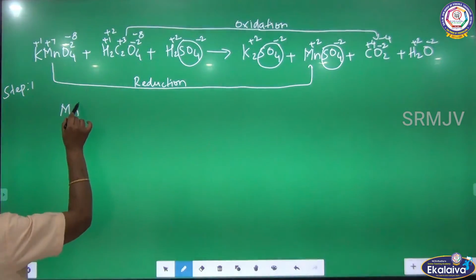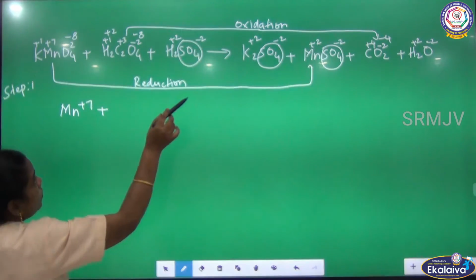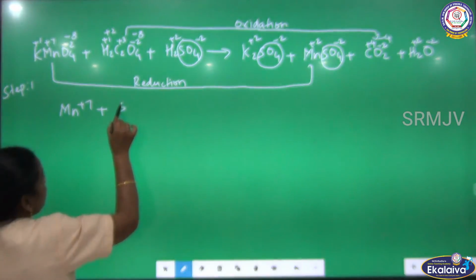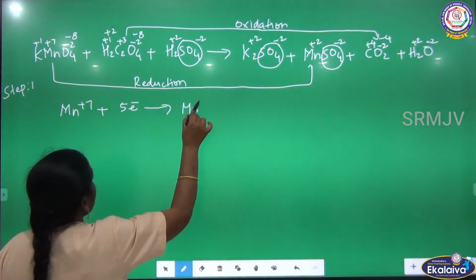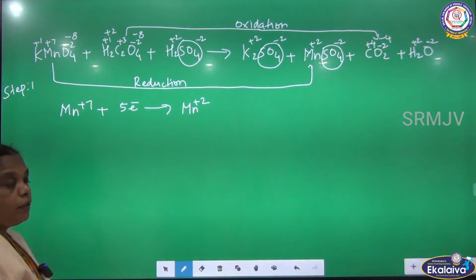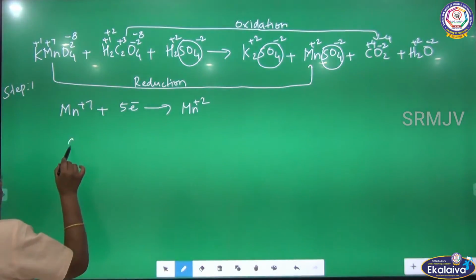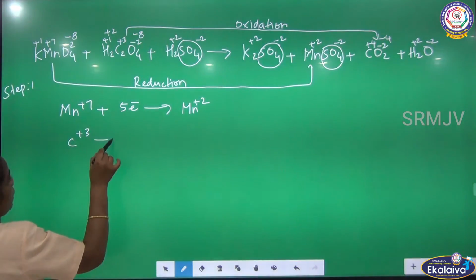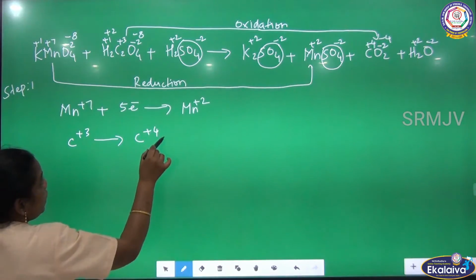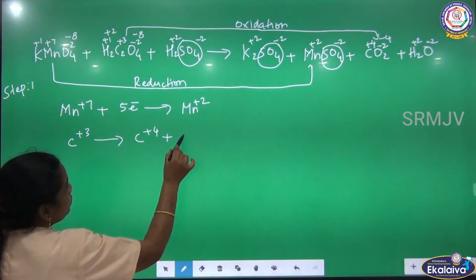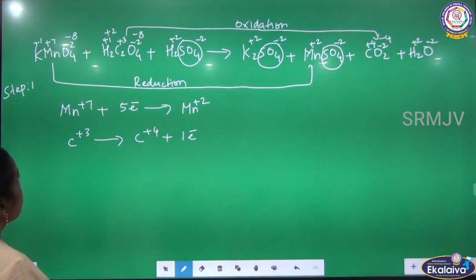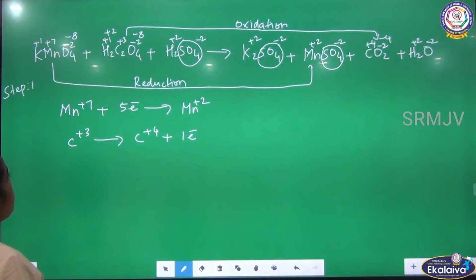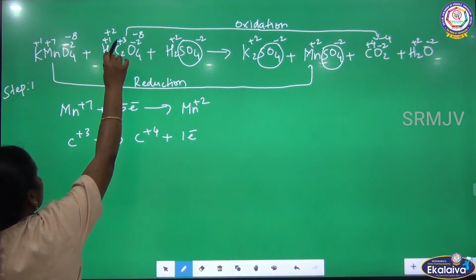Manganese +7 to +2. So how many electrons? It gains 5 electrons, becomes Mn +2 oxidation. And next carbon +3 becomes +4 by losing 1 electron. Eight minus 2, 4.